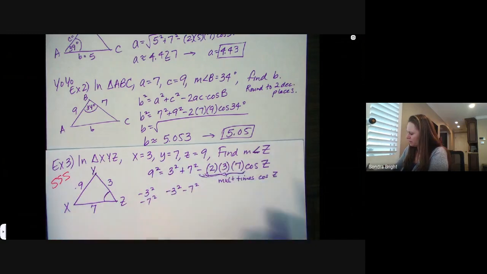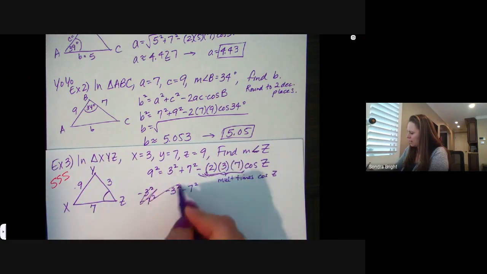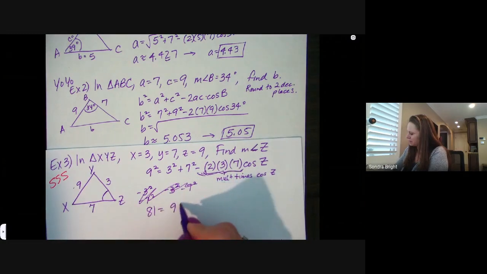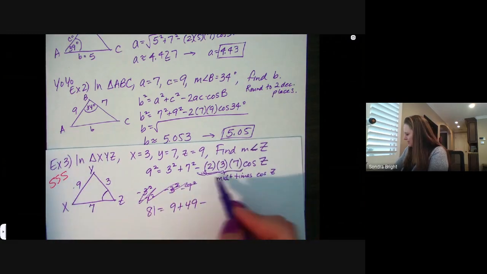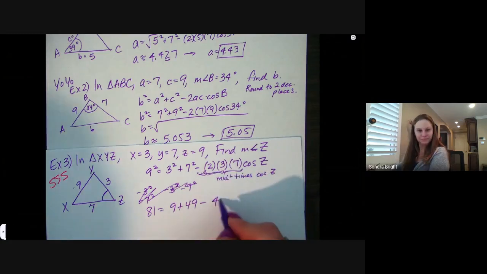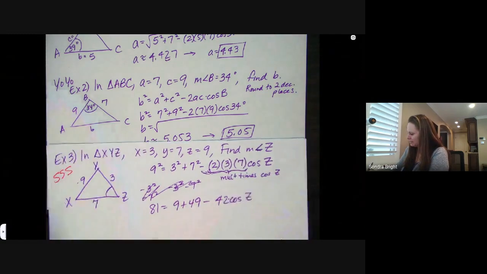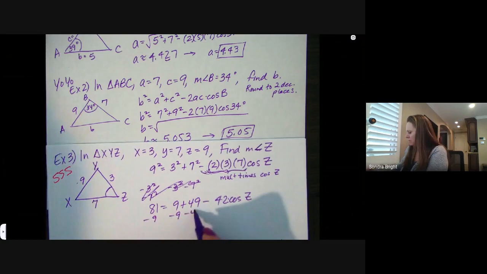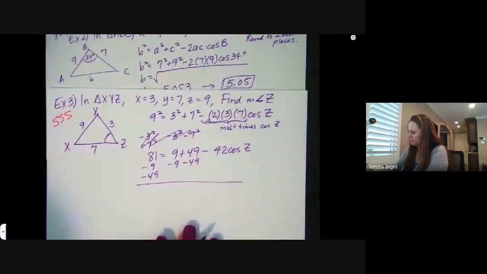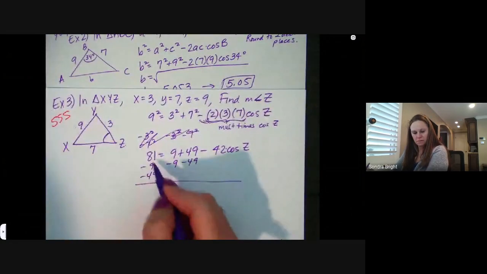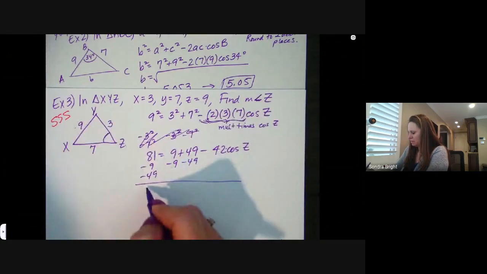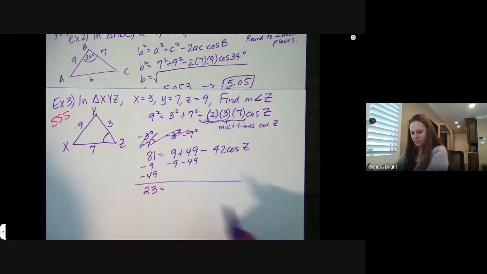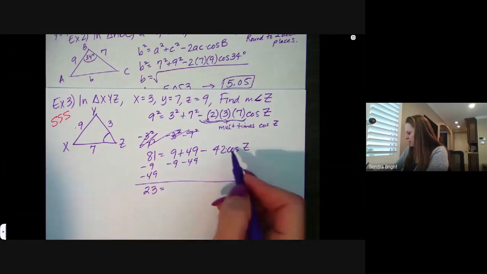Maybe I should have written, okay, so forget all of this for a minute. It would be 81 is equal to 9 plus 49 minus, what is that, 42 times cosine of z. Yeah, so now you can subtract the 9, subtract 49 from both sides of the equation so that you would end up with what is that? You're subtracting 58. So 23, yep, is equal to negative 42 times cosine of z.